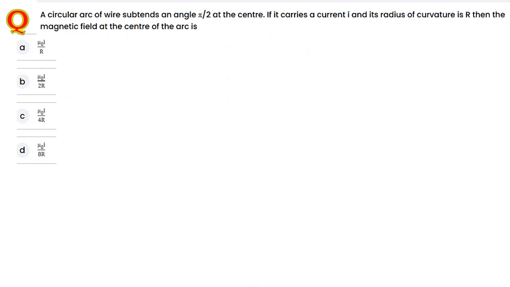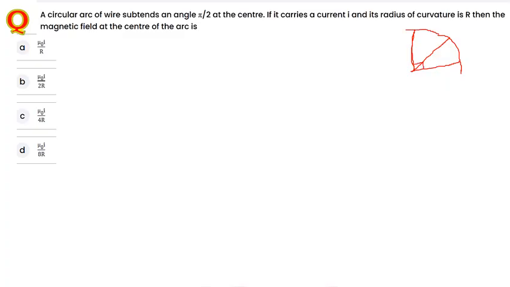The next problem here is a circular arc. A circular arc of a wire subtends an angle of pi by 2 at the center. If it carries a current I and its radius of curvature is r, then what is the magnetic field at the center of the arc? Let me draw and show you over here. You just consider an arc, a circular arc which subtends an angle of pi by 2, that is 90 degree.